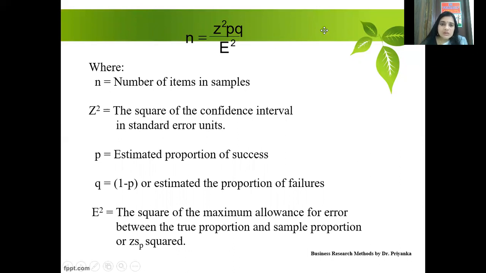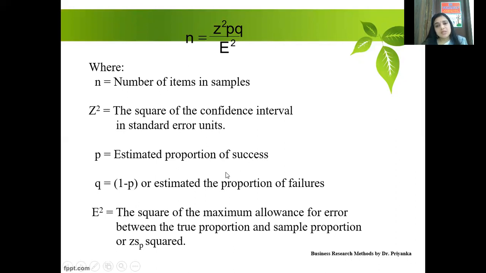We can demonstrate this in a way like this. Small n is the number of items in the sample. As I already told you, small n is for the number of items, number of people in the sample, and capital N is for the number of items in the population. Z square is the square of the confidence interval in standard error units. Then P is the estimated proportion of success of something, success or acceptance, you can say. Sometimes we use synonyms while quoting the value for this P. Q here is the estimated proportion of failures.